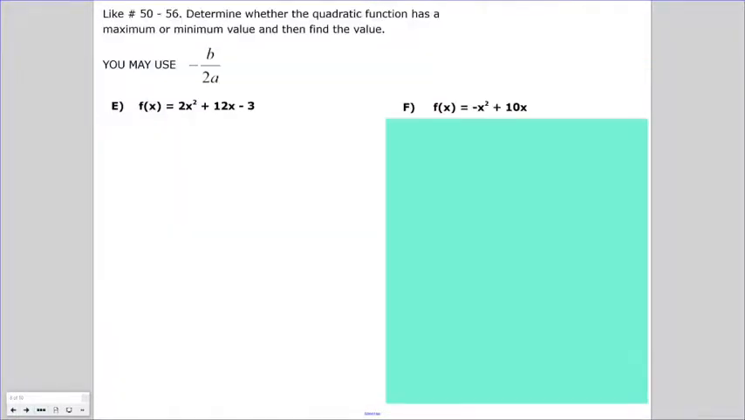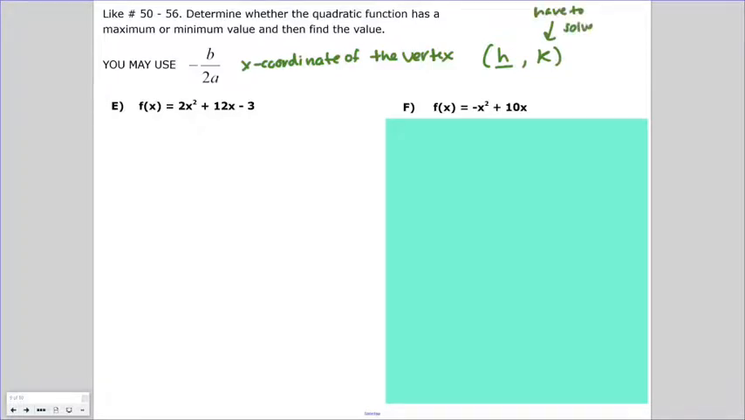Last two examples here. Part E is a little bit different. I'm asking you to find whether the quadratic function has a maximum or minimum, and then actually evaluate the maximum or the minimum. We can use negative b over 2a to find the x-coordinate of the vertex. This is a really important distinction. Negative b over 2a gives us h in the vertex. K, we have to solve for.